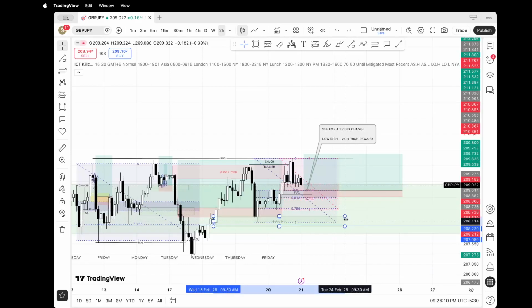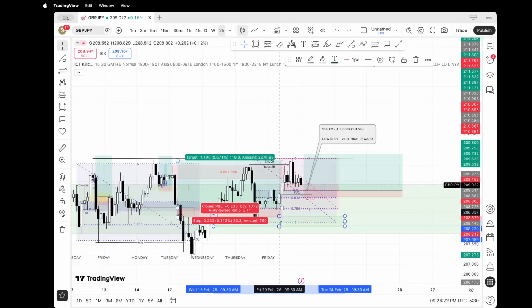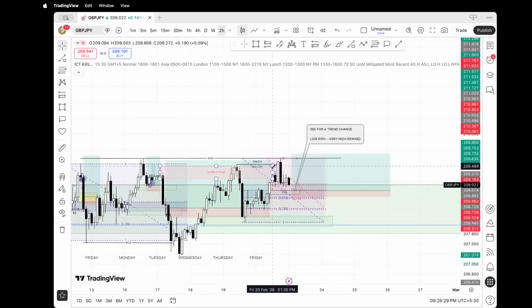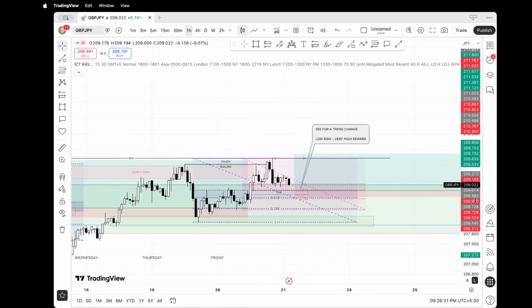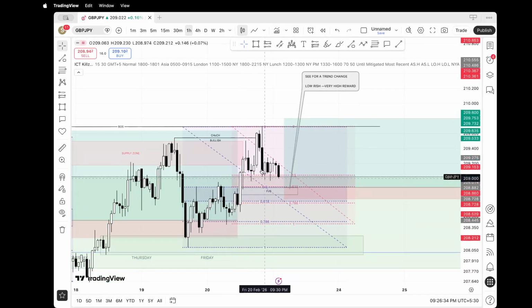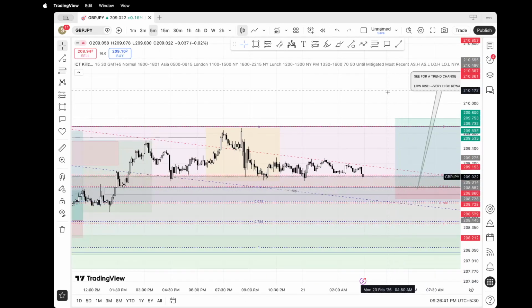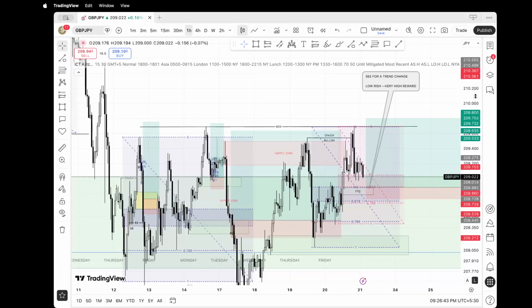This was not a valid demand zone, but yes, buyers were there, and it did give a break of structure. So this became a valid demand zone. Yep. So as it has given us a change of character at 1 hour, we can see that if it comes down at a lower time frame and changes its character again, then we can take a buy trade from here till here, and we can try for new highs.